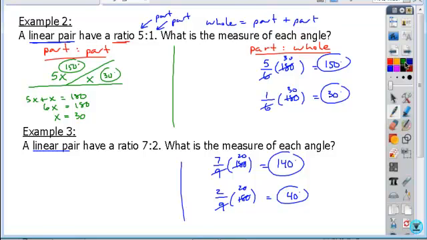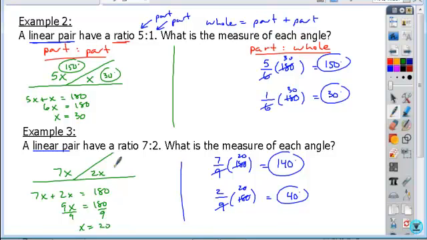Now, again, if you want to work visually, you can set it up with the same type of diagram. You have 2 parts to 7 parts. The parts represent a common multiplier, which we don't know yet, so we'll call it x. You know that the sum of those parts has to be equal to the whole, which is 180 in a linear pair. Then you can add them together and solve for x.